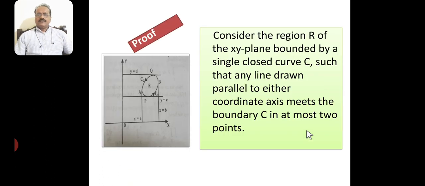So, the proof of this theorem. Let's consider the geometrical view of the theorem. Here is the closed curve C bounded by a region R. The region R is a surface, and the curve is divided into two parts, C1 and C2. Consider the region R in the xy plane bounded by a simple closed curve C, such that any line drawn parallel to either coordinate axis meets the boundary C at most at 2 points.